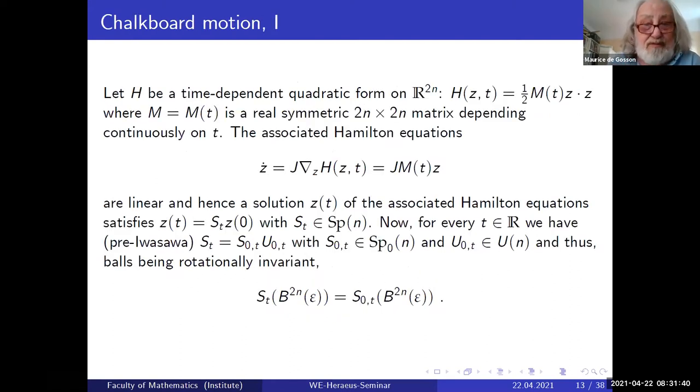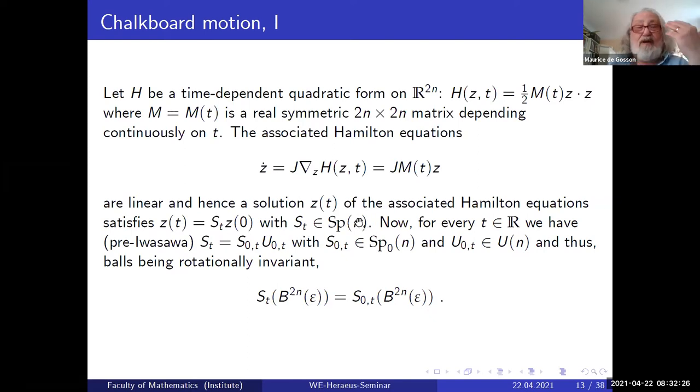Okay, chalkboard motion one. So this is to illustrate this principle. I take H equal to a time-dependent quadratic form, a generalized time-dependent harmonic oscillator here, where M is a real symmetric 2n×2n matrix depending continuously on t. I don't assume that M is positive definite, or anything here. So the associated Hamilton equations can be written as ż = J M(t) z. And these are linear, and hence the solution z_t of the associated Hamilton equations satisfies z_t = S_t z_0 with S_t in Sp(n).